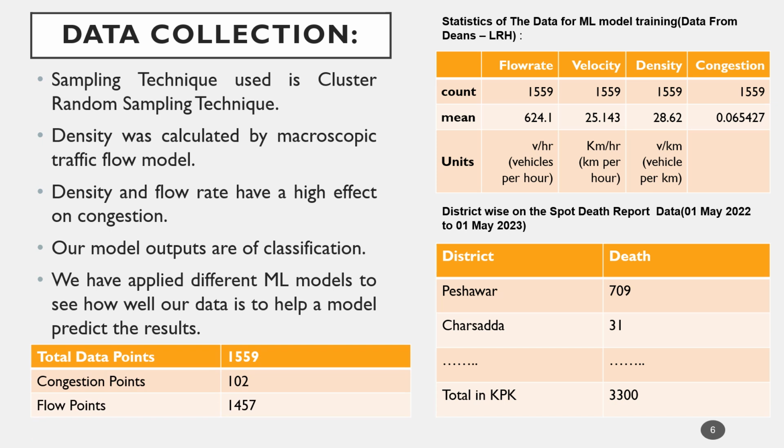After that, you can see the district-wise on-the-spot death report data. As we have discussed earlier, due to the late arrival at the hospital, many deaths occur. So in the last year in Peshawar, 709 deaths occurred, in Charsadda 31 deaths occurred, and in total in KPK 3,300 deaths occurred last year. The total congestion points were 102, and total flow points were 1457.